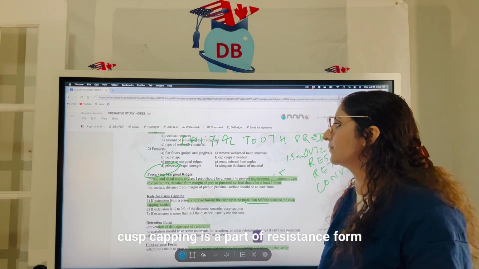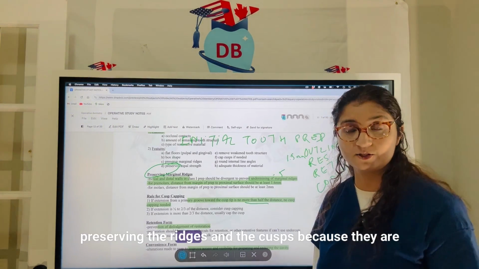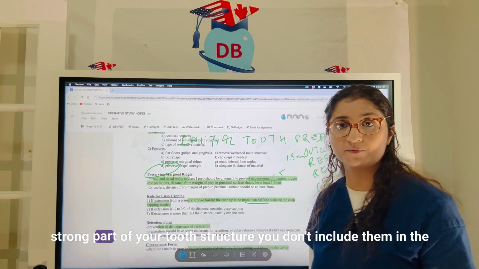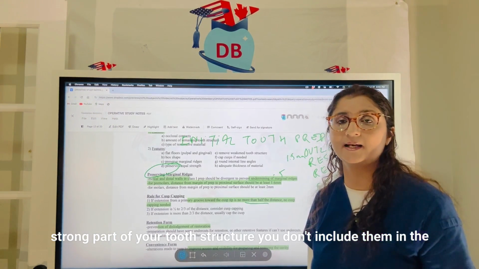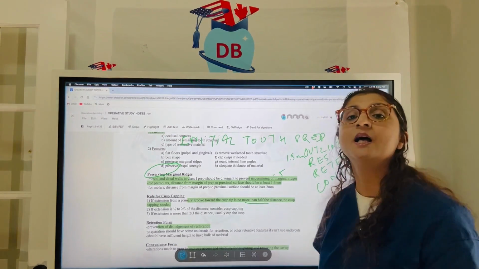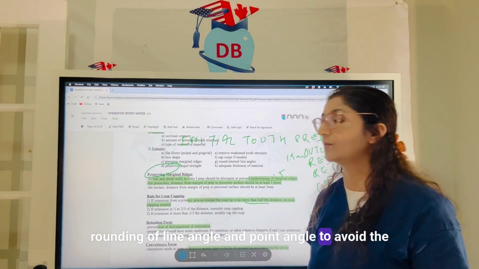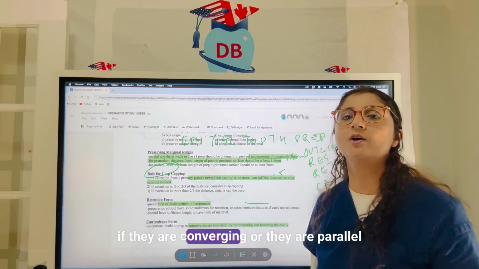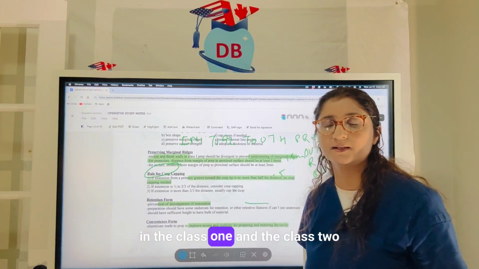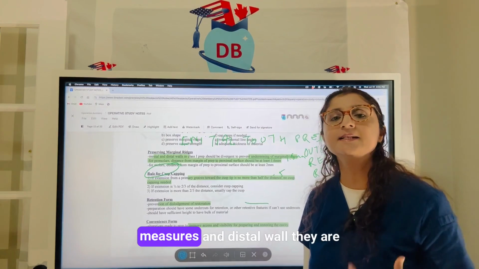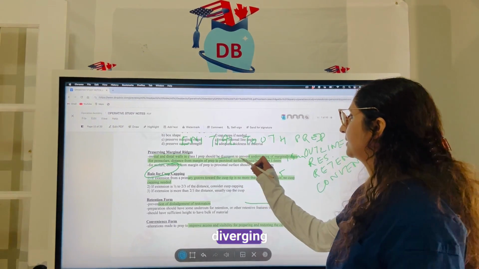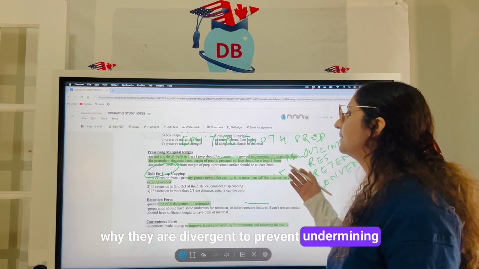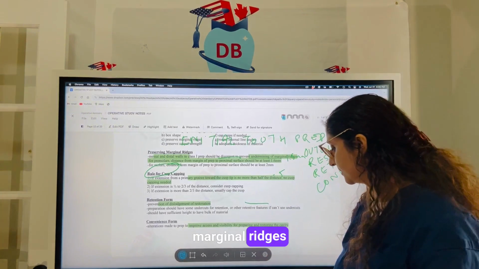Removing any weakened tooth structure and cusp capping is a part of resistance form. Preserving the ridges and the cusp, because they are strong parts of your tooth structure. You don't include them in the cavity preparation if they are not carious. Rounding of line angles and point angles avoids stress concentration. The buccal and lingual walls are converging or parallel in class 1 and class 2 preparation, and the mesial and distal walls are divergent. Why are they divergent? To prevent undermining of the marginal ridges.